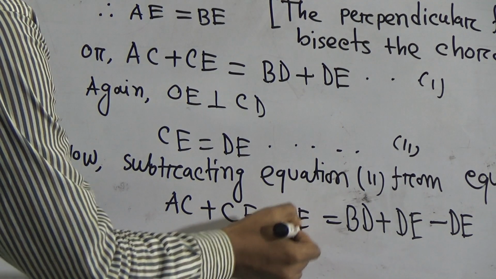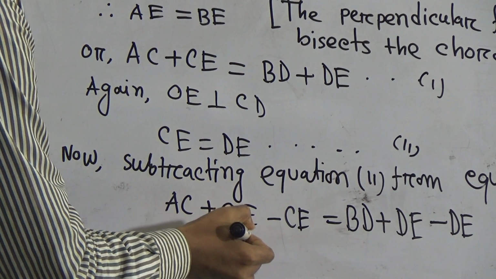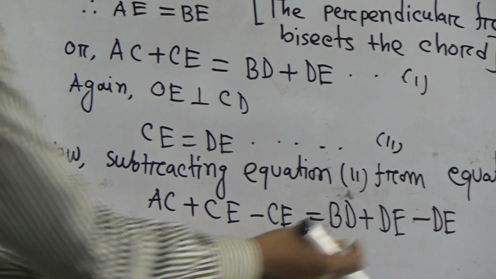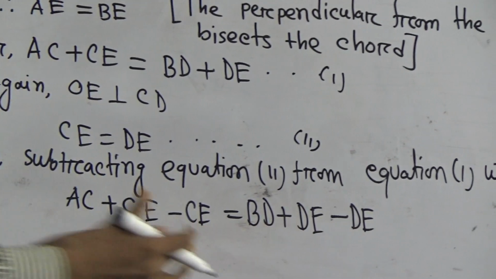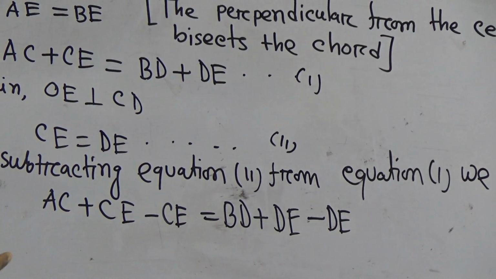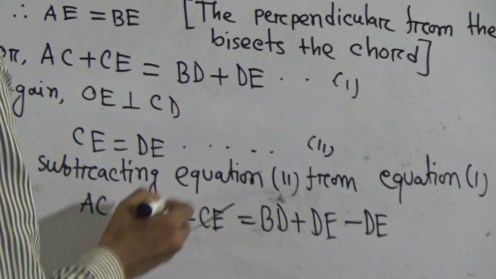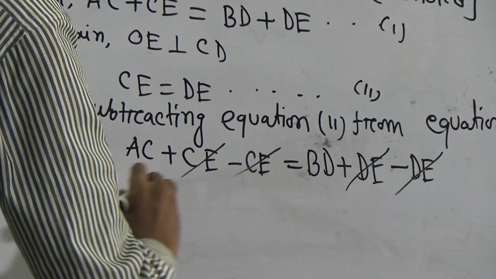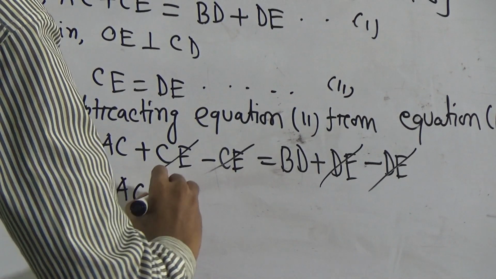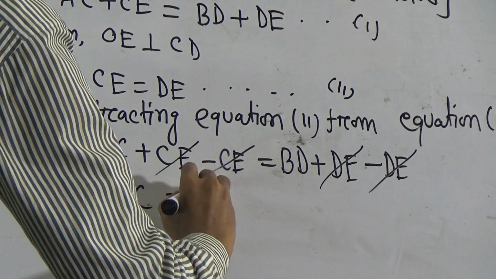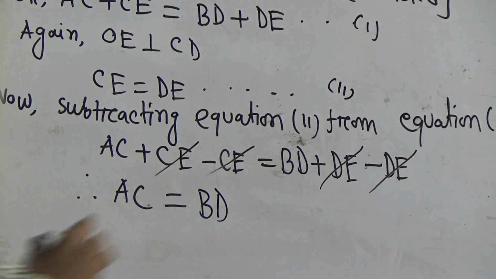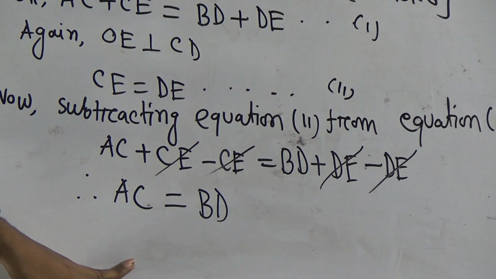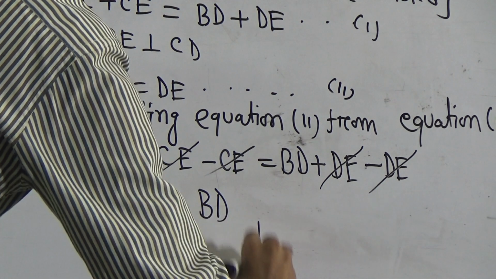Now you see CE and CE are same, so they are reduced. DE and DE are same, so they are reduced. You can cancel like this way, similarly this way. Then we get AC equal to BD. Okay, then we get AC equal to BD. Now right here, proved.